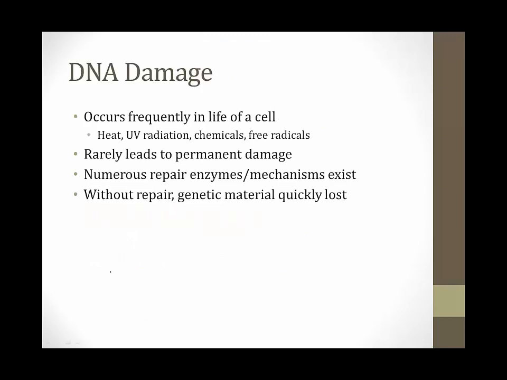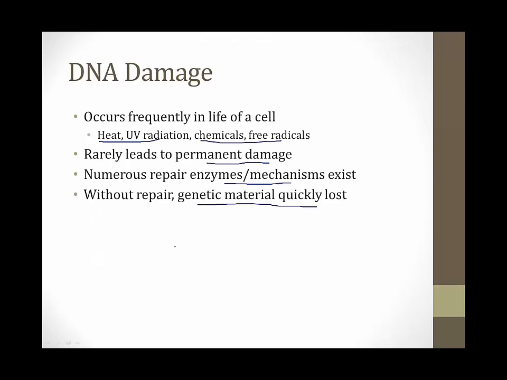In order to understand DNA repair, you have to appreciate that DNA damage occurs frequently in the life of a cell. There are many sources of potential DNA damage for a cell, including heat and UV radiation, chemicals and free radicals, and many other things. Now, this rarely leads to permanent damage of DNA material, and the reason is because numerous repair enzymes and mechanisms exist within our cells, and without these mechanisms for repair, genetic material would quickly be lost.